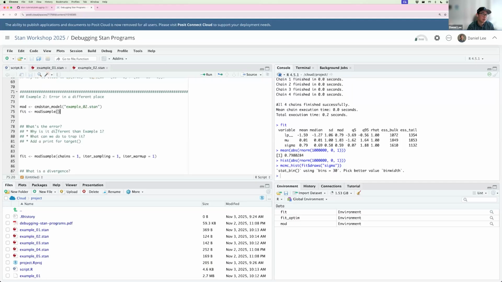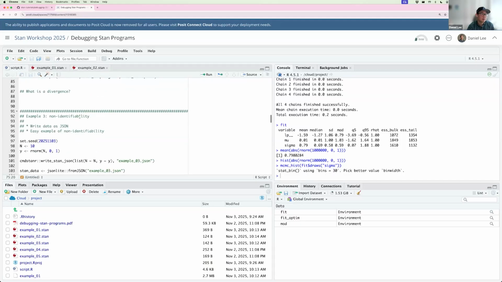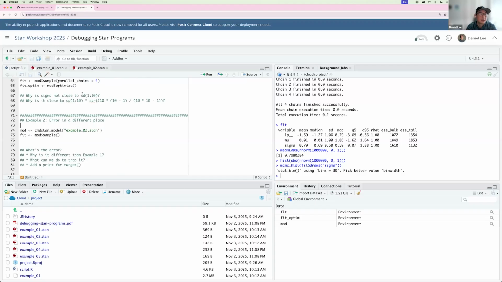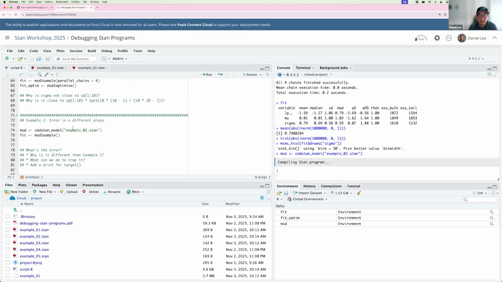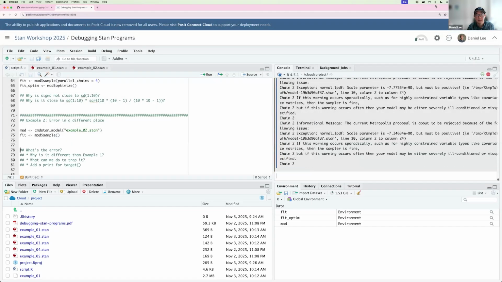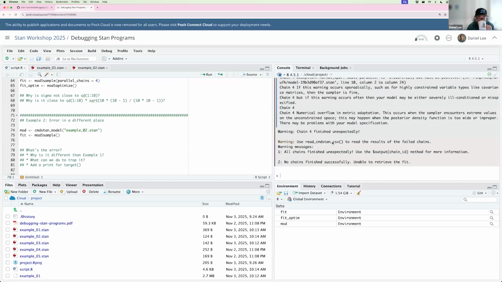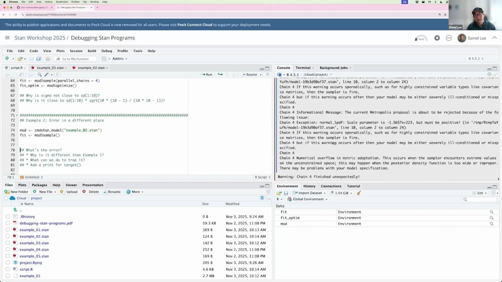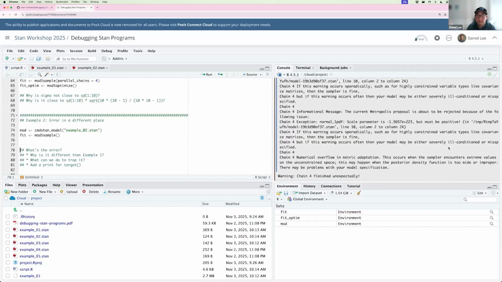Oh, did I just? Oh, hey, look at that. Example 2 was set up exactly like how we ended example 1, but we're going to see a different error. All right.